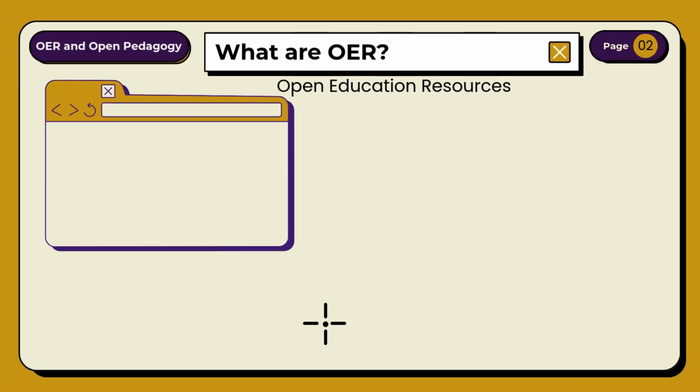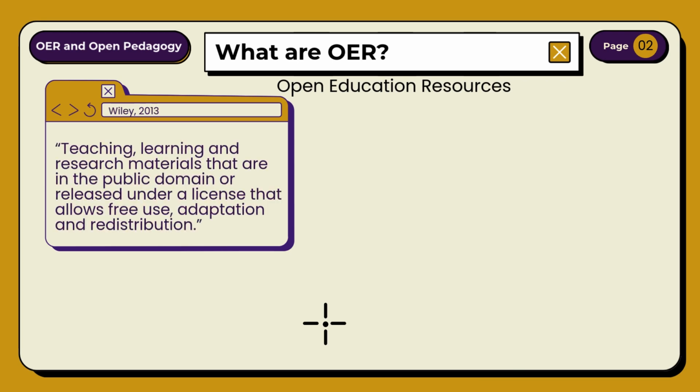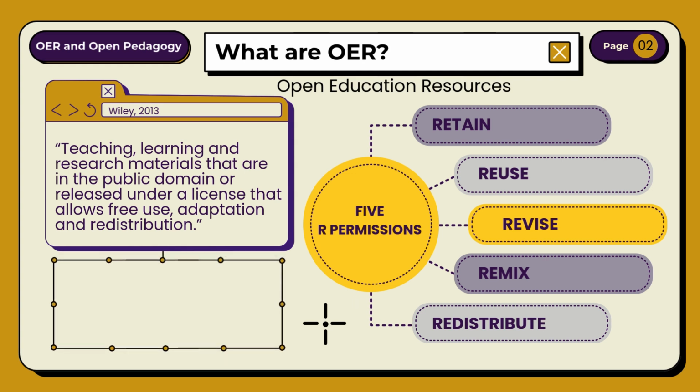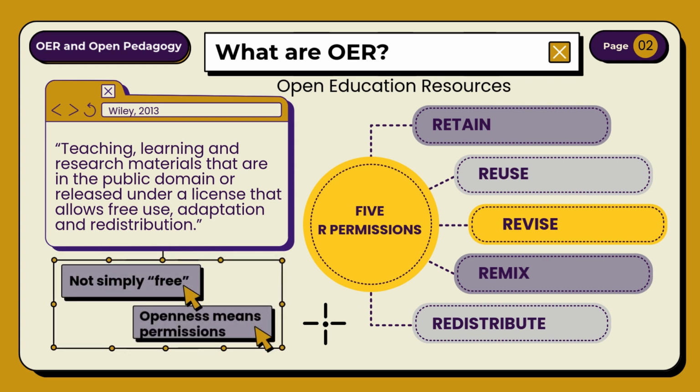OER, or Open Educational Resources, are more than just free digital textbooks. According to David Wiley, the key is that the materials are either in the public domain or openly licensed, so that users have free and perpetual permission to perform the 5 Rs. Retain a copy, reuse it, revise it, remix it, redistribute it. In short, the openness of the license is central. You might find free resources that do not permit remixing or redistribution. Those are not truly OER.